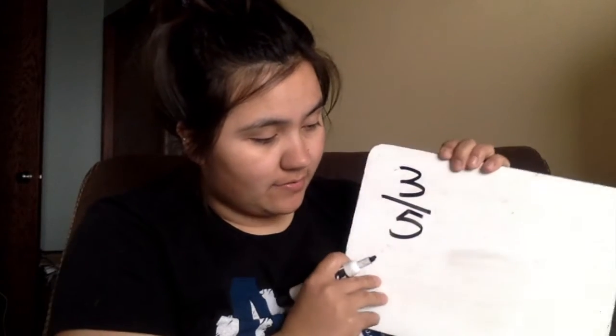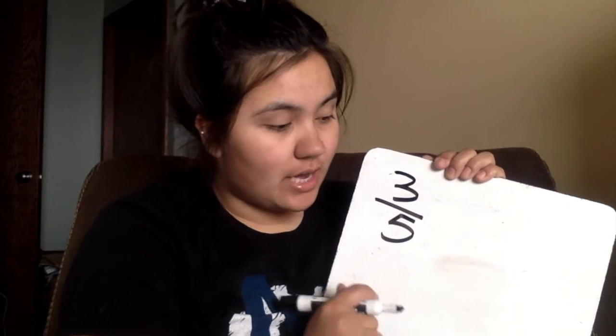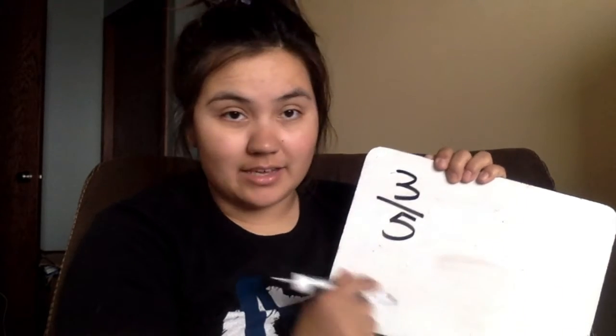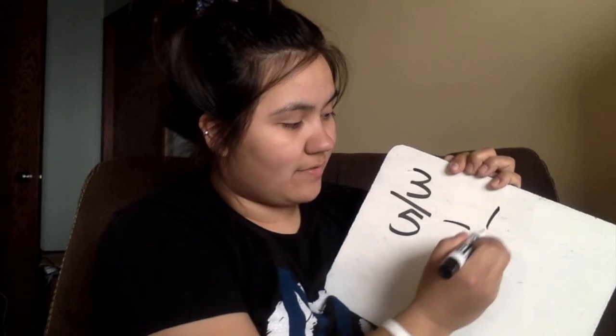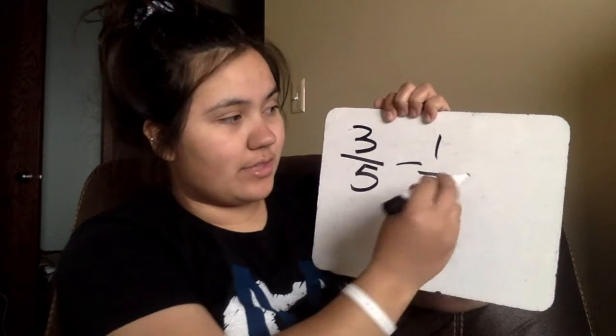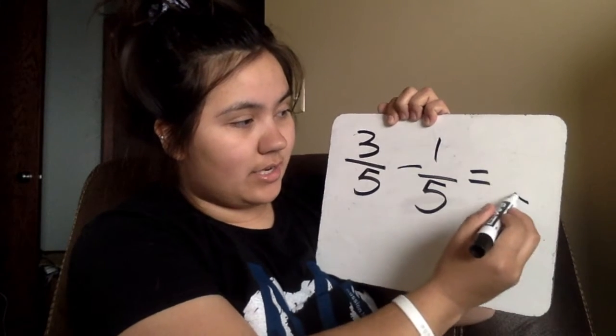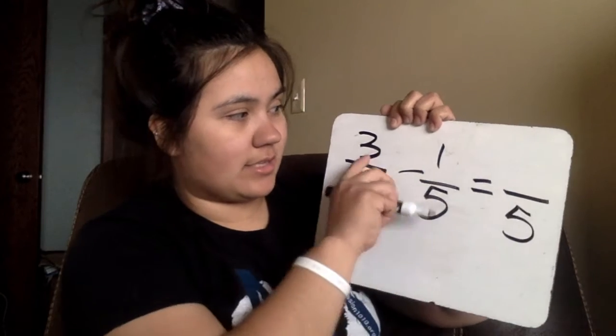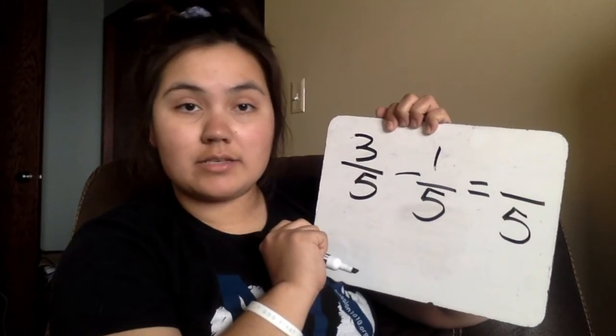Okay, the ribbon was 3/5 of a yard long. Denitra cut 1/5 of a yard from that length. So we're going to subtract 1/5 because that's how much she cut. If we have common denominators, which we do, they're the same, then all we need to do is subtract the numerators. 3 minus 1 is 2.